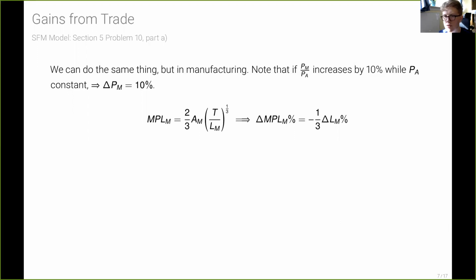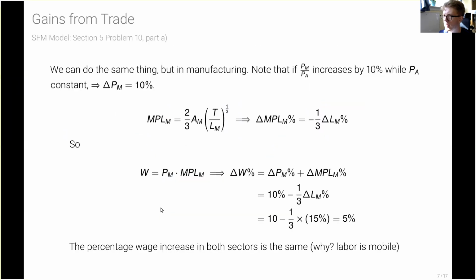So these slides say the exact same thing. And of course, workers are mobile, so if the percentage change in the wage in either industry wasn't the same, they'd just go to the industry that's paying more. And so that can't be the case.